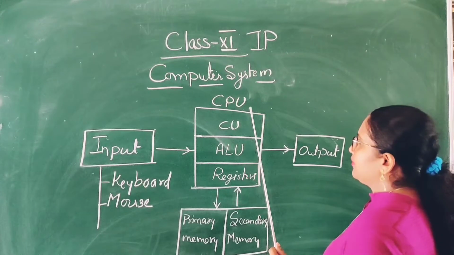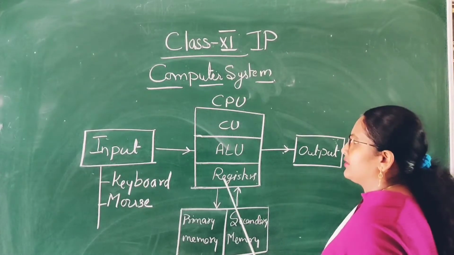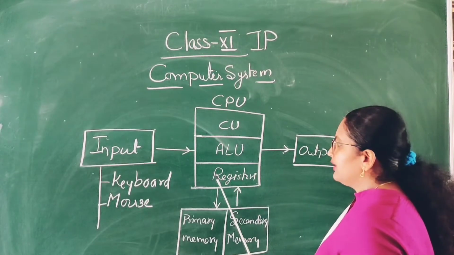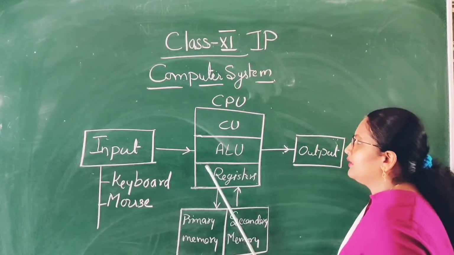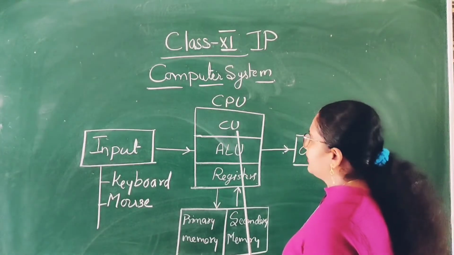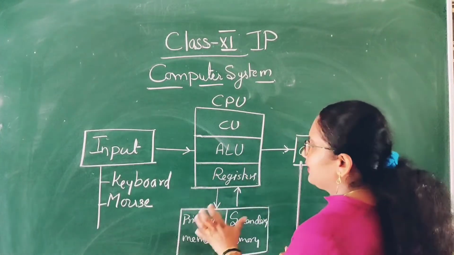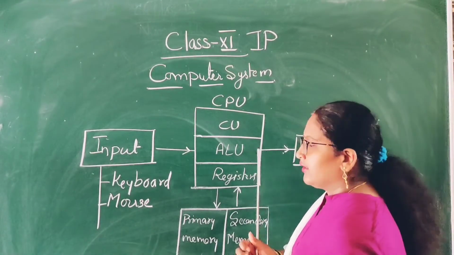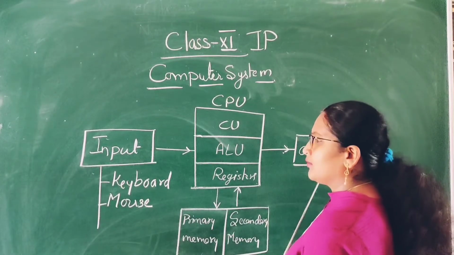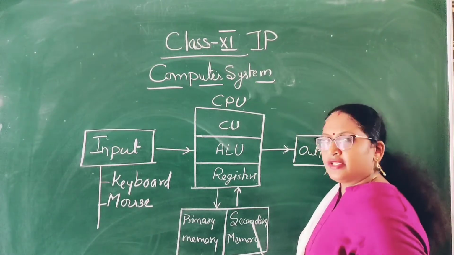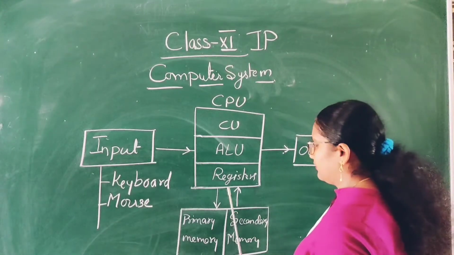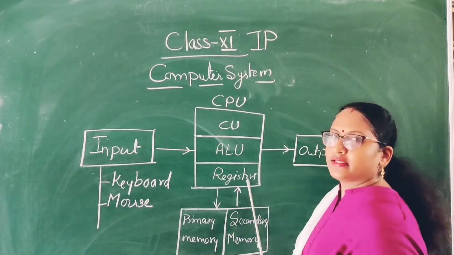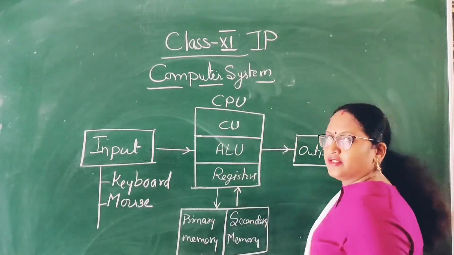In this CPU you have three sections: CU for control unit, ALU for arithmetic logic unit, and registers. Control unit, what does it do? It controls the whole computer system. It controls everything: what input you are giving, what output you want, from which memory you want the data. All the things to be controlled by the computer are done in the control unit.